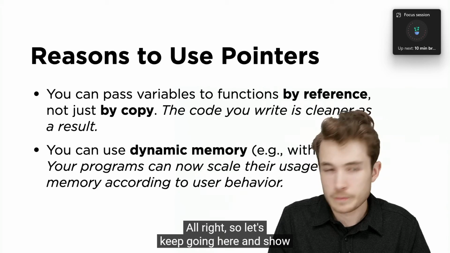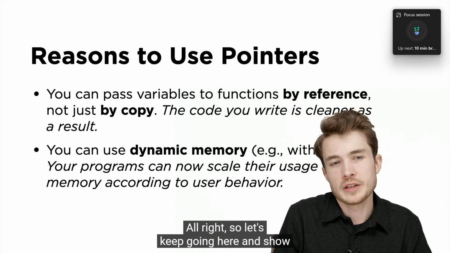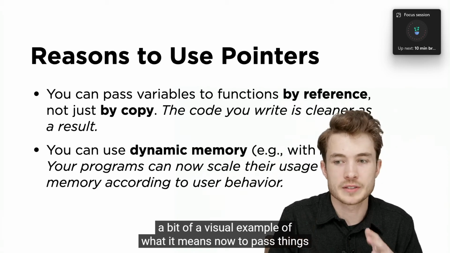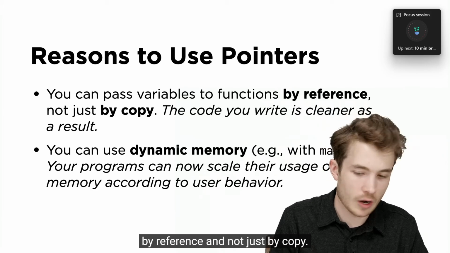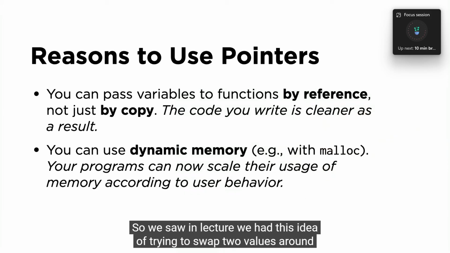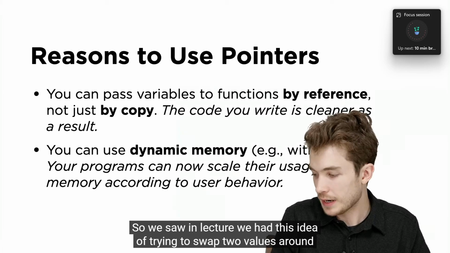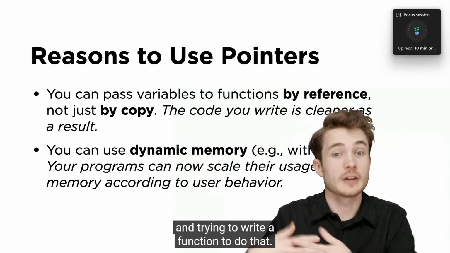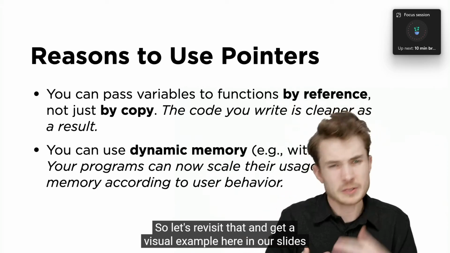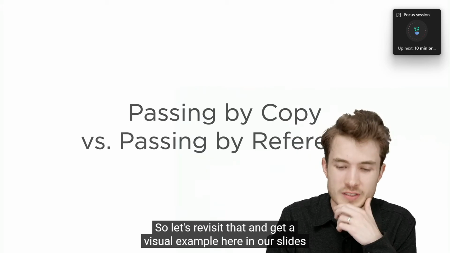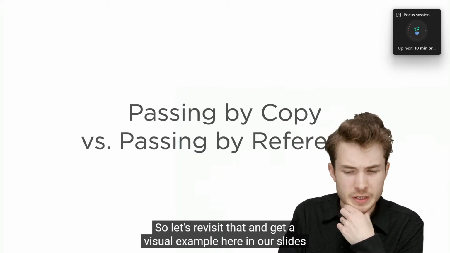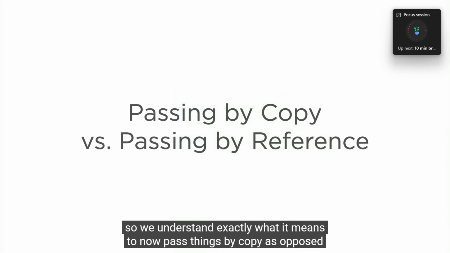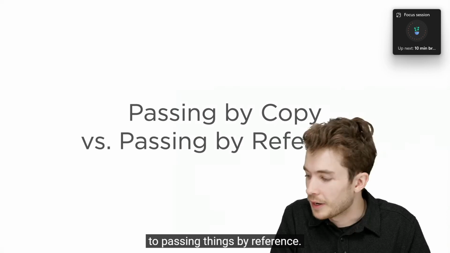All right, so let's keep going here and show a bit of a visual example of what it means now to pass things by reference and not just by copy. So we saw in lecture, we had this idea of trying to swap two values around and trying to write a function to do that. So let's revisit that and get a visual example here in our slides so we understand exactly what it means to pass things by copy as opposed to passing things by reference.